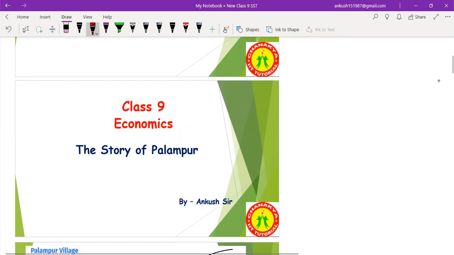Today we are going to start with a chapter from economics. I would like to ask you what exactly economics is, and after that, we will go to the chapter, the story of the village Palampur. I have just written it here. Sorry, the chapter name is the story of the village Palampur.